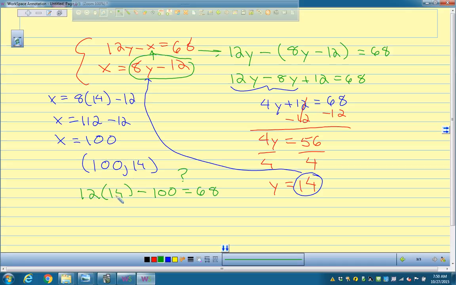12 times 14, oh, that's big, isn't it? What's 12 times 14? Oh, it's 168. 168 minus 100, does that equal 68? Yes, it does. So it works, so I'm done, and that's my solution. Questions? So that's the check.